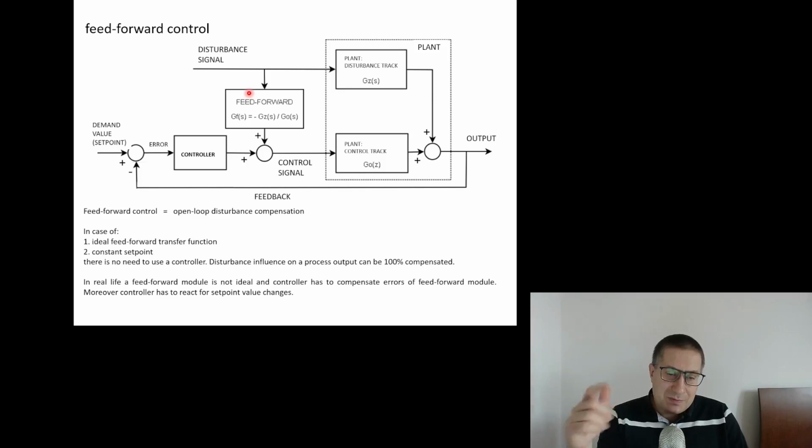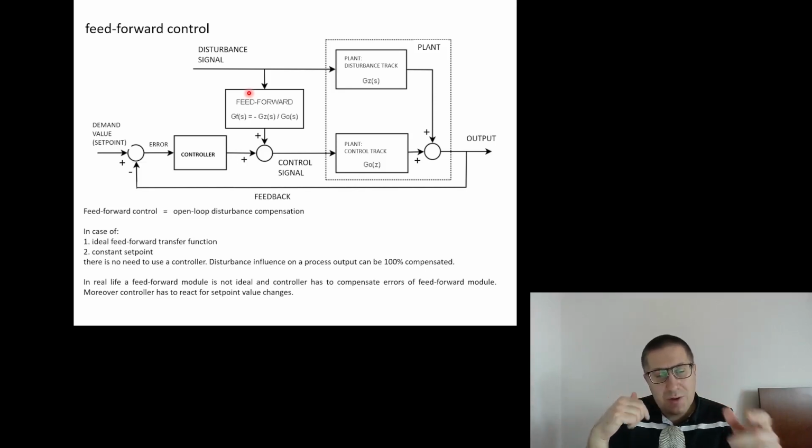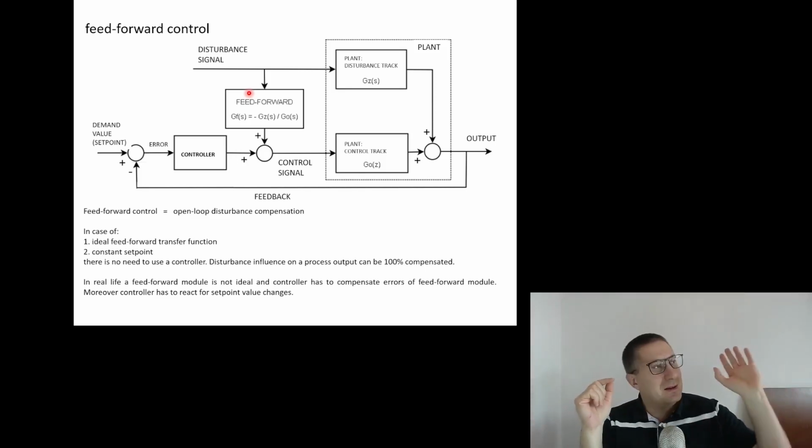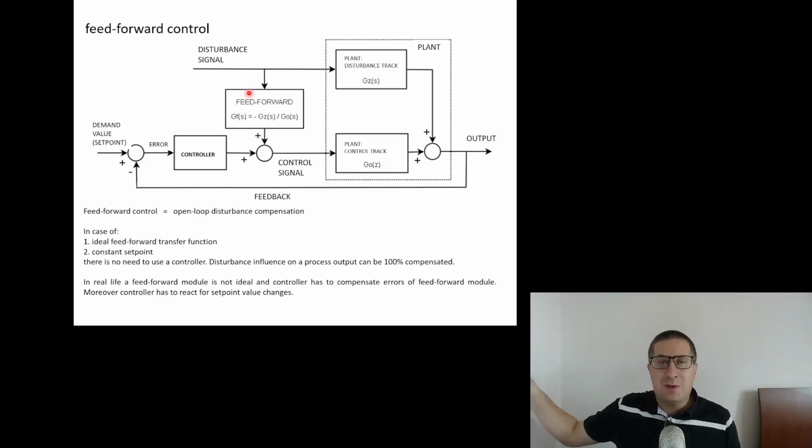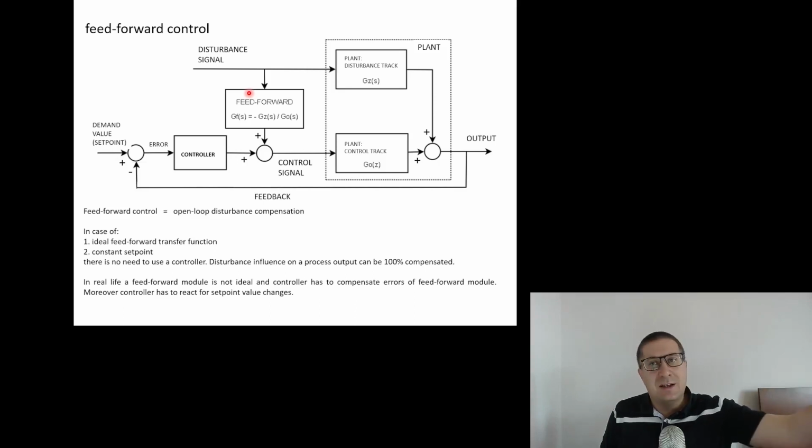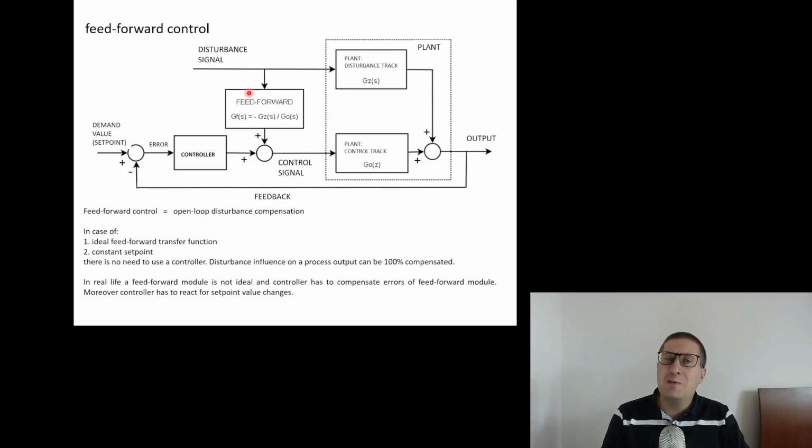Now let's try to change our arrangement in the room. Now the window is, let's say, here. Let's pretend that there is a window, and the radiator is on the other corner of the room. So now, if someone opens the window, I will feel it. I will see it on my temperature sensor after 30 seconds. I will see the reaction. So the disturbance track delay is 30 seconds.